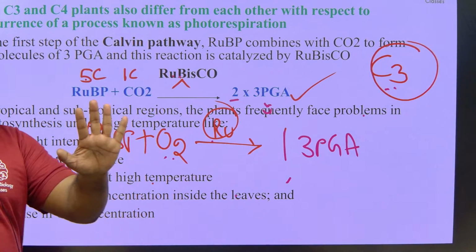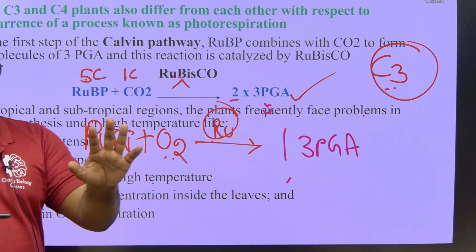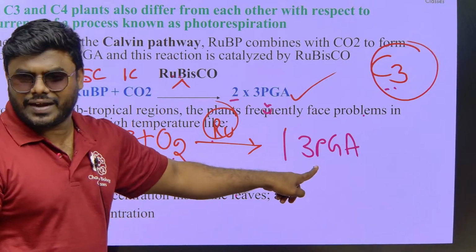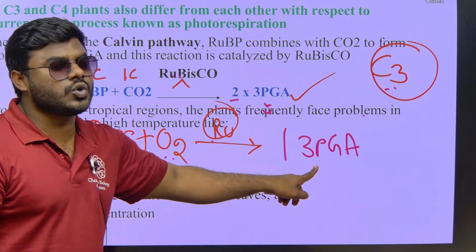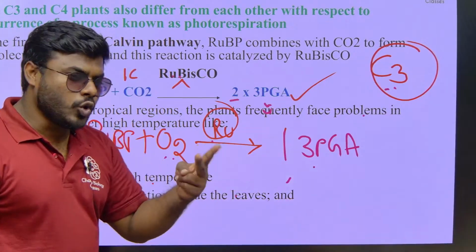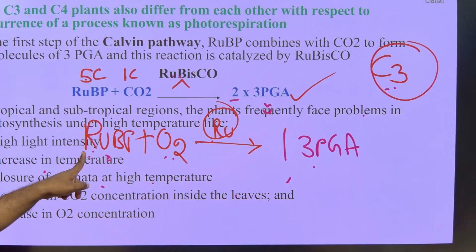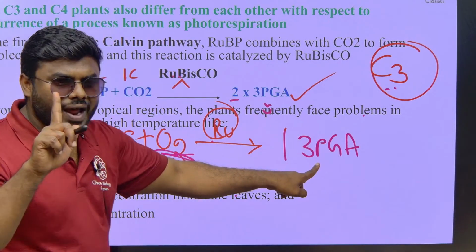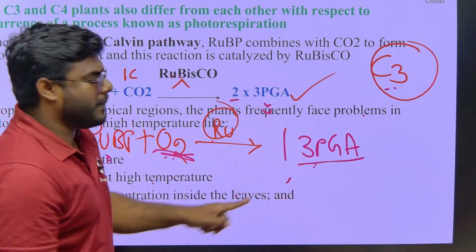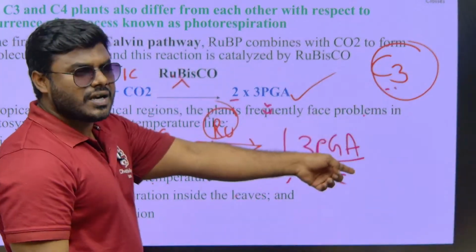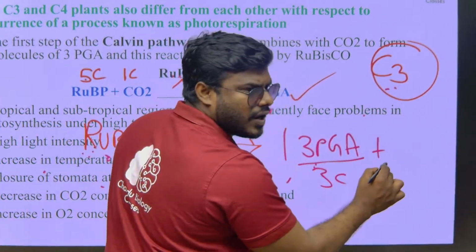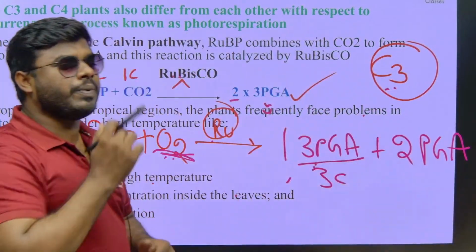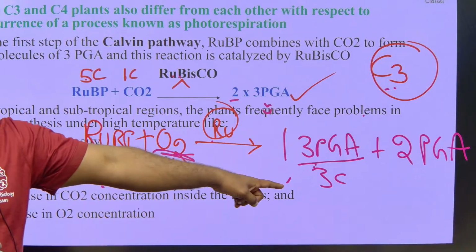I am having only 5 rupees in my hand. I want to purchase a chocolate of 3 rupees. How many chocolates will I get? Only 1 chocolate I will get. Correct? How much money is left out? 2 rupees. So in the same way, RuBP is 5 carbon. We don't have any carbon dioxide. Then we get how many intermediates? 1. 1 3-PGA of how many carbons? 3 carbons. And how many carbons are left out? 2 carbons. Correct or not? That 2 carbon containing compound is called, very good, 2-PGA. You are getting the point.